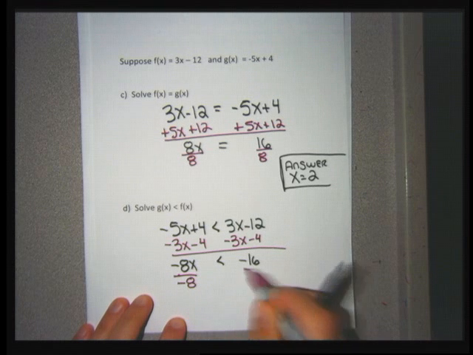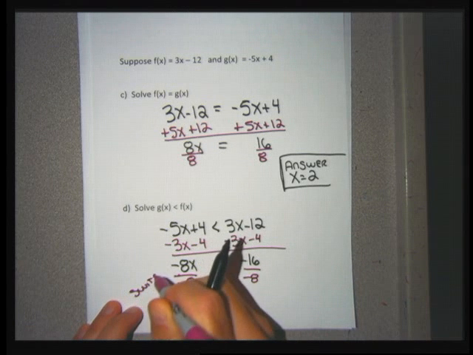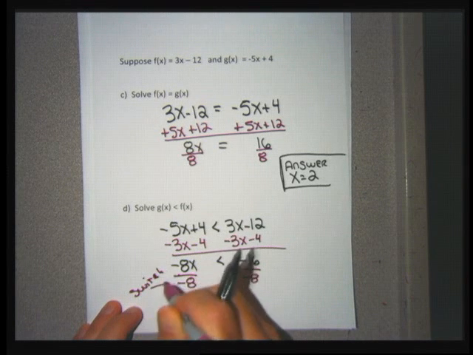I have to again divide by a negative, and if I divide by a negative when I'm solving an inequality, that's when I switch the direction of the inequality.